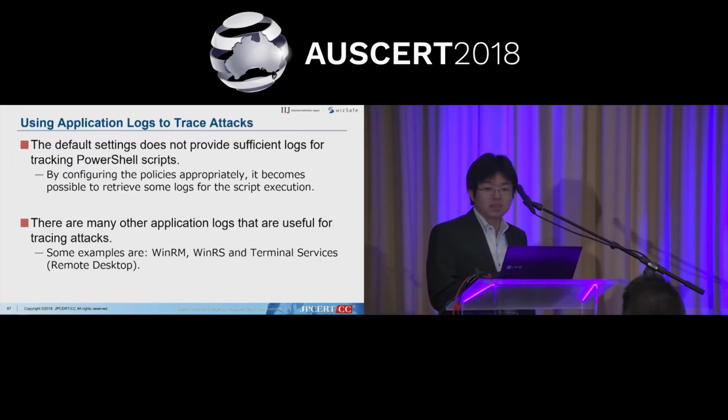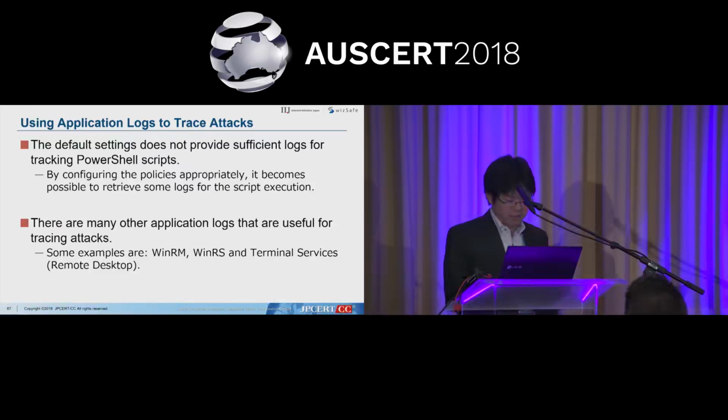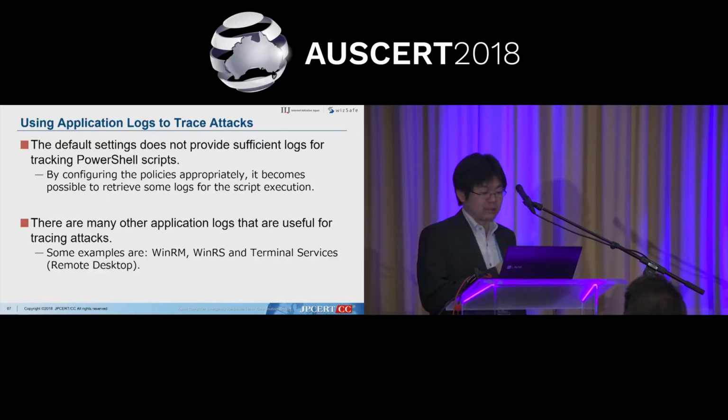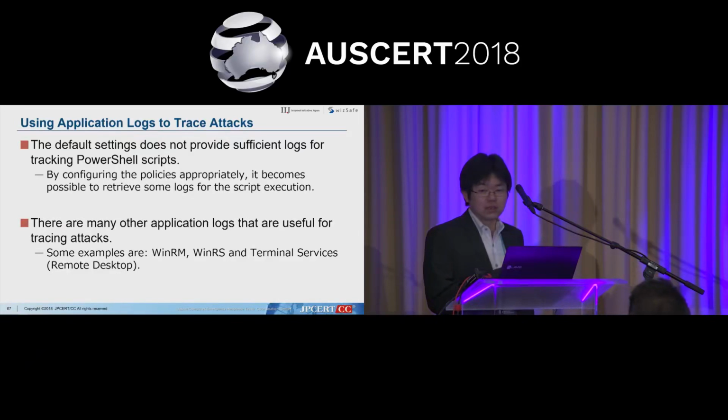So the default settings do not provide sufficient logs for tracking PowerShell scripts, but if we configure them appropriately, then it becomes possible to retrieve some logs for script executions. And there are many other application logs, not just PowerShell, that are useful for tracking attacks. The examples we've raised in our report are WinRM, WinRS, and Terminal Services or Remote Desktop.